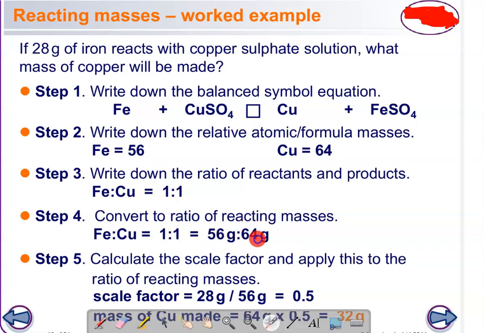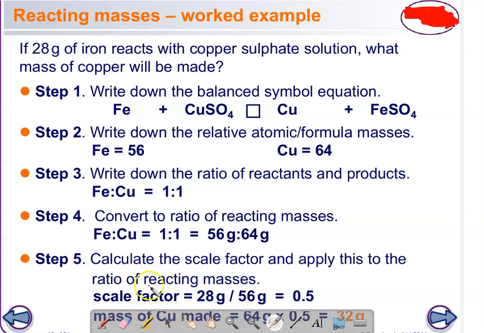Okay. Step 5, calculate the scale factor. In other words, divide the mass that's been given by the relative formula mass. In simpler terms, work out the number of moles. Work out the number of moles of the iron, the one you know the mass of, and that will be 28 divided by 56. That should give you 0.5.